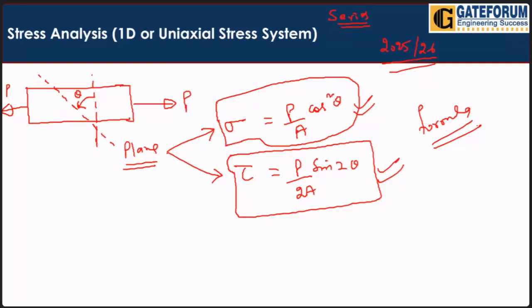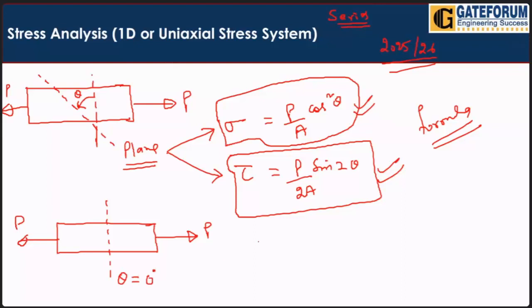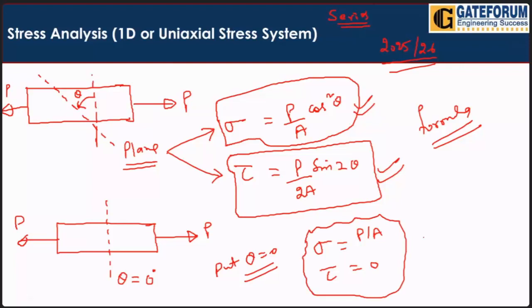Okay. Suppose somebody is asking what will happen on the transverse plane. If here we have a rod and load P is applied in the axial direction, what is the value of theta here? So definitely we say theta equal to 0 degree for this. Put theta equal to 0 in the above two formulas. What will be the value of sigma and what will be the value of tau? Cos 0 becomes 1, so this becomes P by A. And sine 0 becomes 0, so this becomes 0. So on the transverse plane we have sigma equal to P by A, but tau equal to 0.